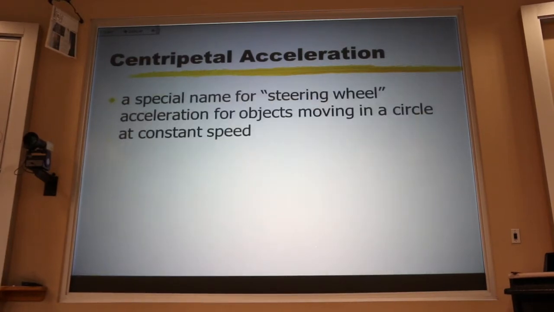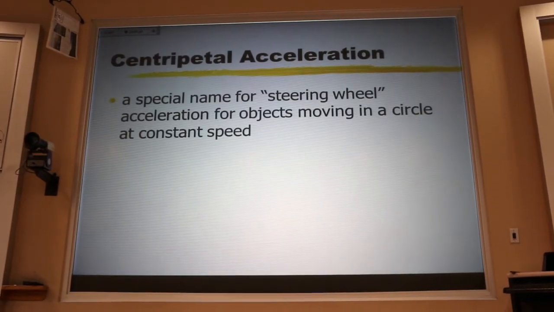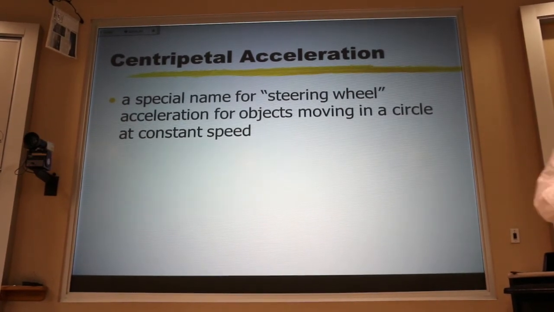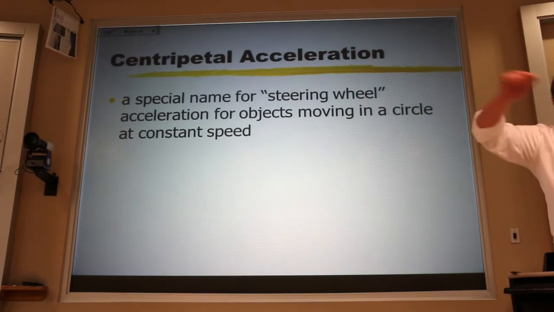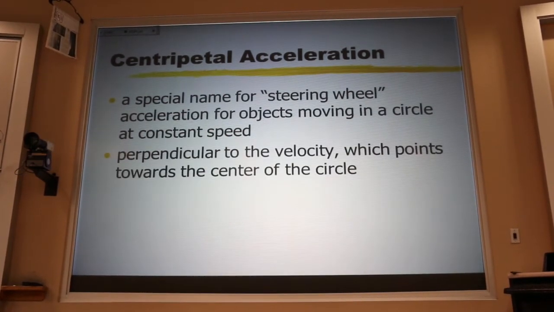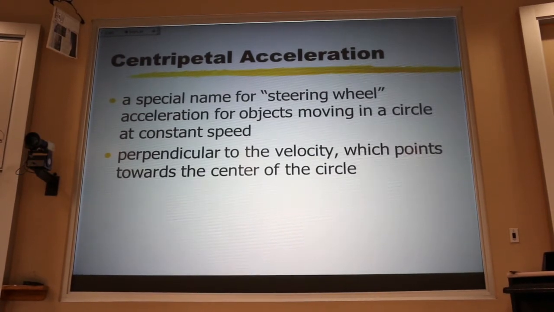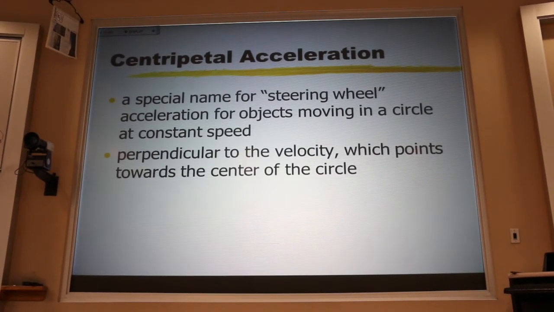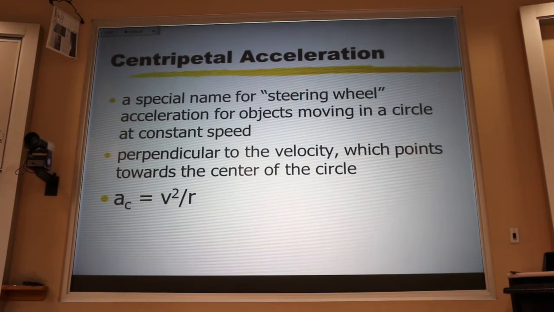Okay, so centripetal acceleration, to summarize, it's just a special name that we give the steering wheel's acceleration in the special case of going in a circle at constant speed. It's perpendicular to the velocity, it points towards the center of the circle, and this is the new part. Its magnitude. That formula will be on the front page of the midterm. You'll use that formula in all 3 of your homework problems for the weekend. And that's the only new piece.